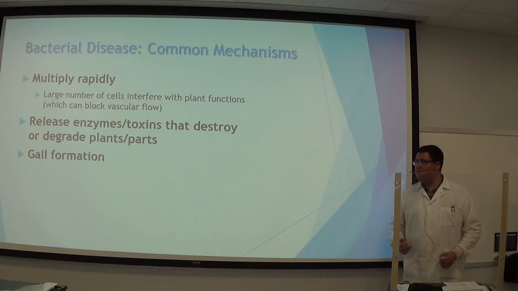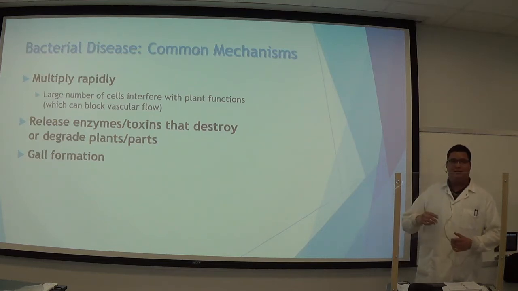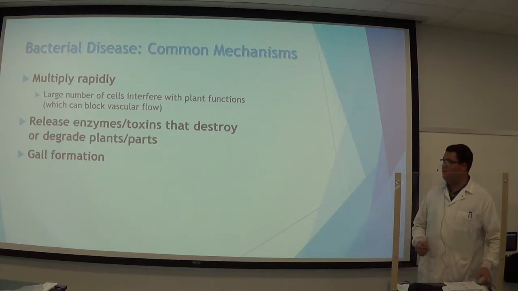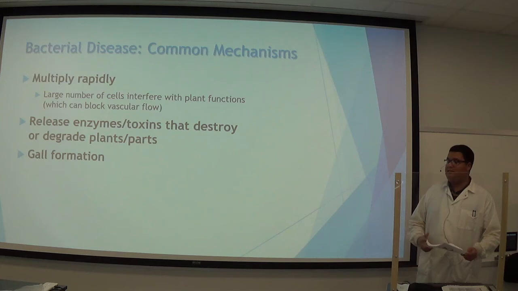So what the bacteria are able to do, they're able to break down the cell wall, not by chomping into an apple, but by chemically degrading the cell wall. So that's pretty cool. And then some bacteria can also cause gall formation in some plants.